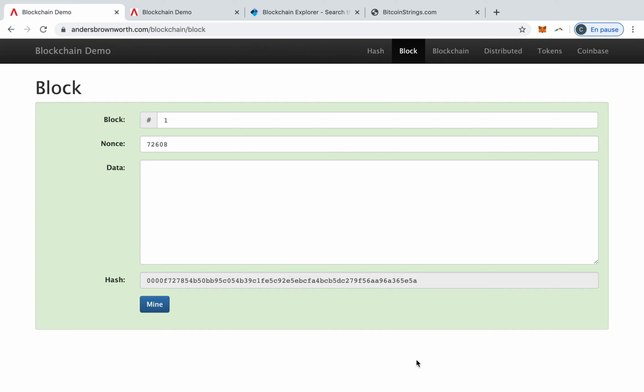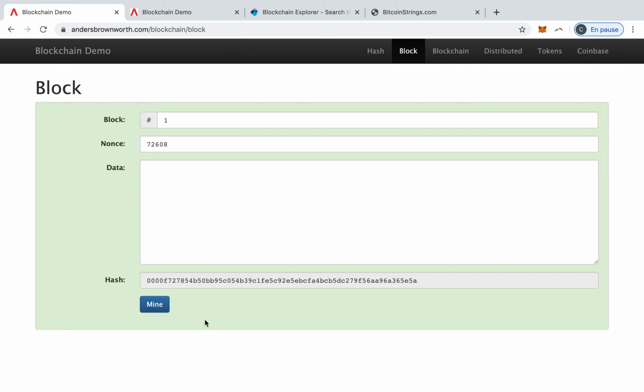Welcome to this lecture dedicated to mining. I would like to thank Anders Brownworth for setting up an excellent website which makes it very clear what a block is and what mining means. So let's go on the block page.